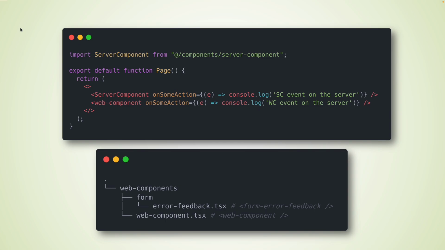And maybe you are wondering how we define the selector of this web component. This selector is based on the file name. So this is an example of a folder, and in the web component folder here we have two components. One of them is named web component, and the other one is form error feedback.